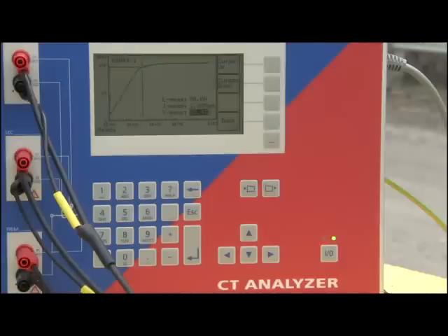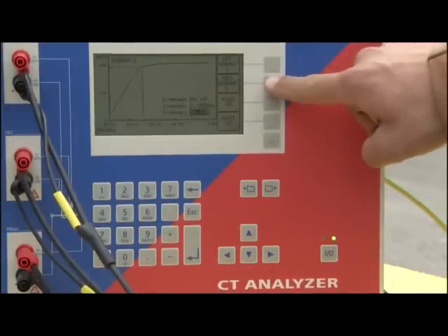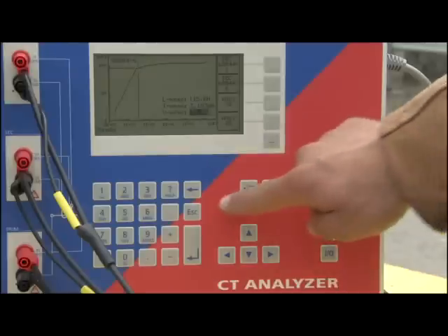The curve may be represented according to IEC 60044-1-6 or ANSI C 57.13.